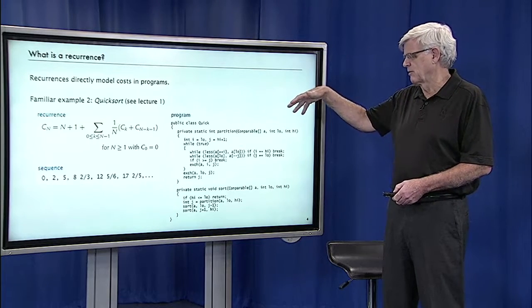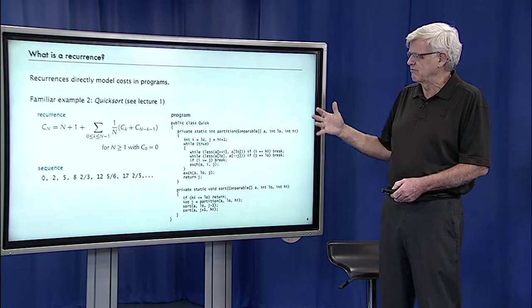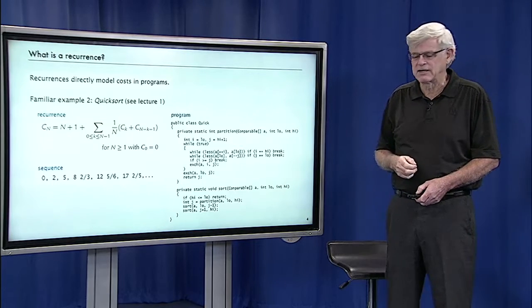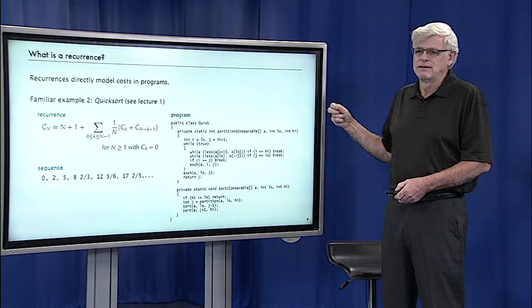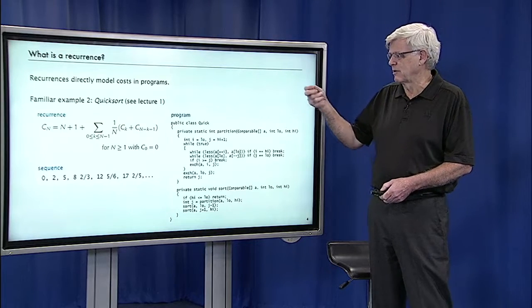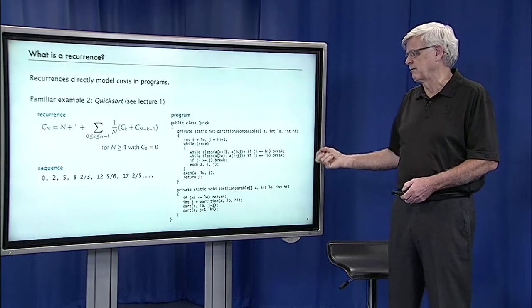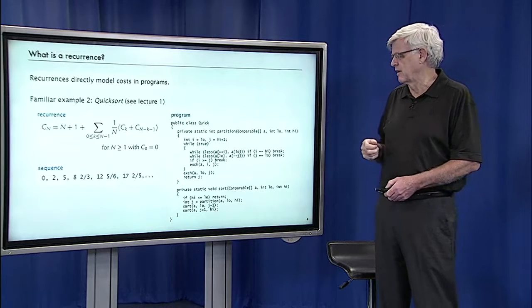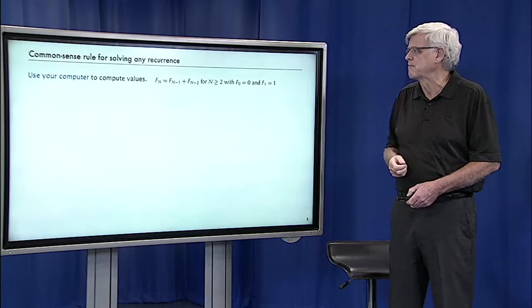That's the number of comparisons used by quicksort to sort n elements. And we derive the recurrence from the program. It's a mathematical model of the running time of the program, specifically the number of compares taken to sort a randomly ordered array of n distinct elements.